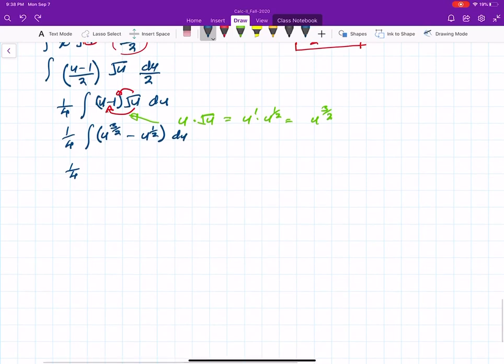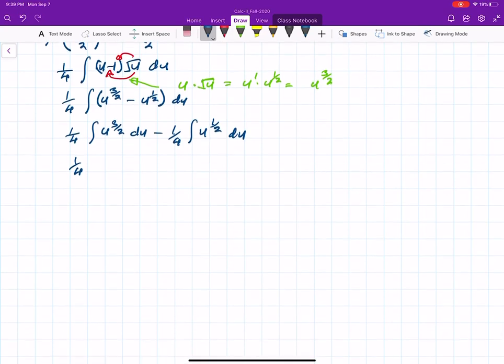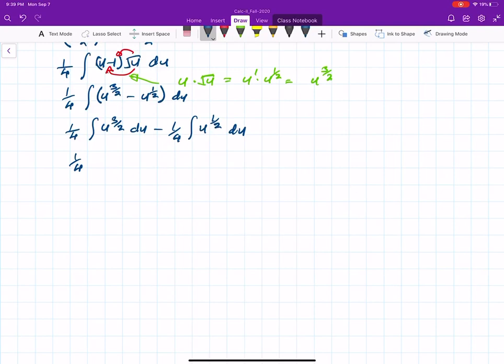All right, I write this to be integration u to the power 3 over 2 du minus 1 over 4th integration u to the power half du. All right, now I'm going to use the power rule for integration. You know this power rule because I explained it several times now in this section. Here you have 3 over 2 plus 1. Here 1 over 4th, you have u to the power half, so it should be u to the power half plus 1, plus the constant.